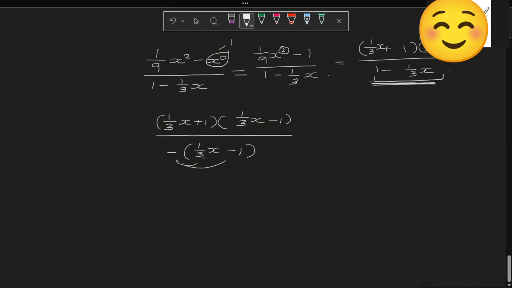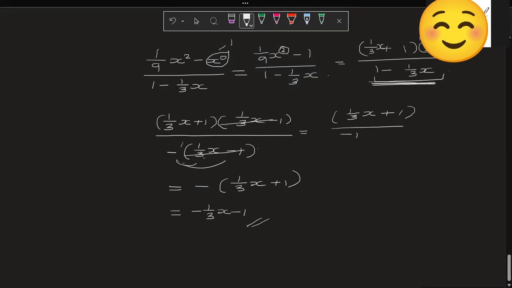So what do we do now? Now these two are exactly the same. So we cancel them out. We're going to have a 1 here. So then we'll have 1 over 3 x, add 1, divided by -1. This is just the same as saying -1, 1 over 3x, add 1. If we multiply the negative out throughout, we're going to have -1 over 3x minus 1. That's our answer.